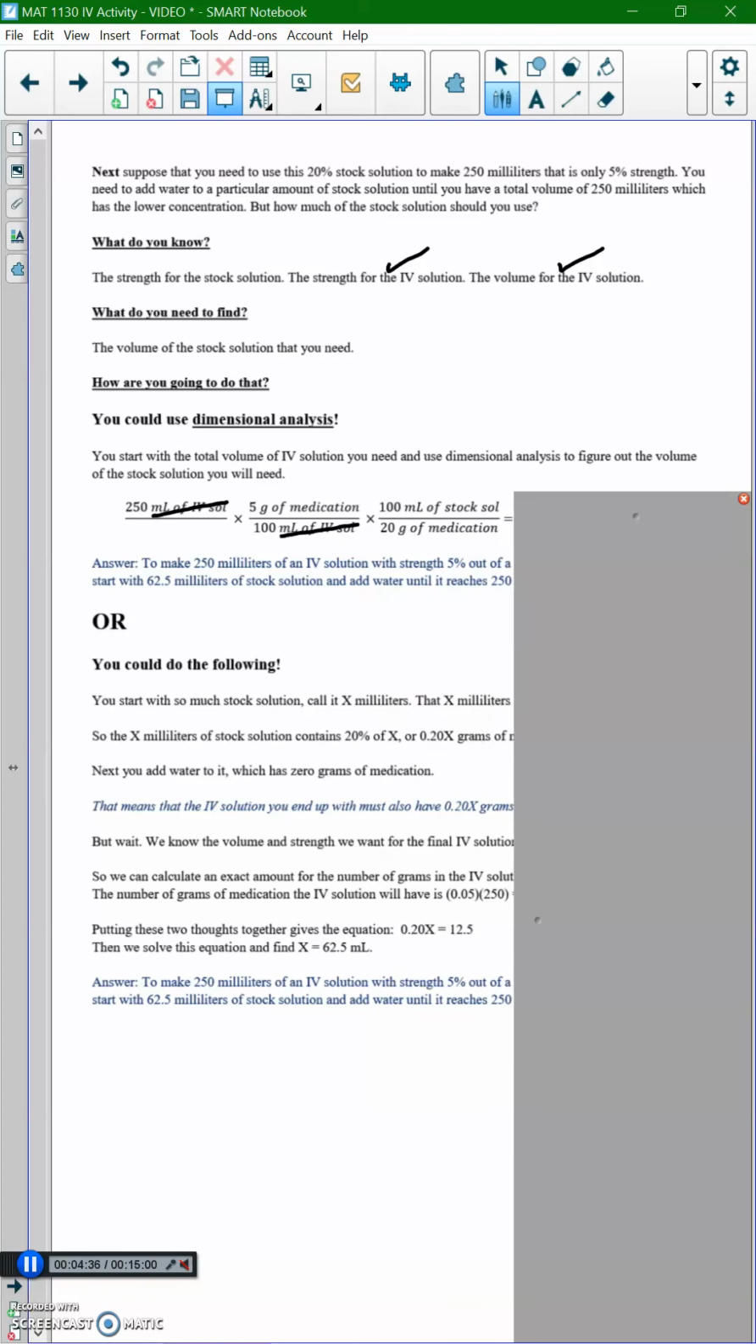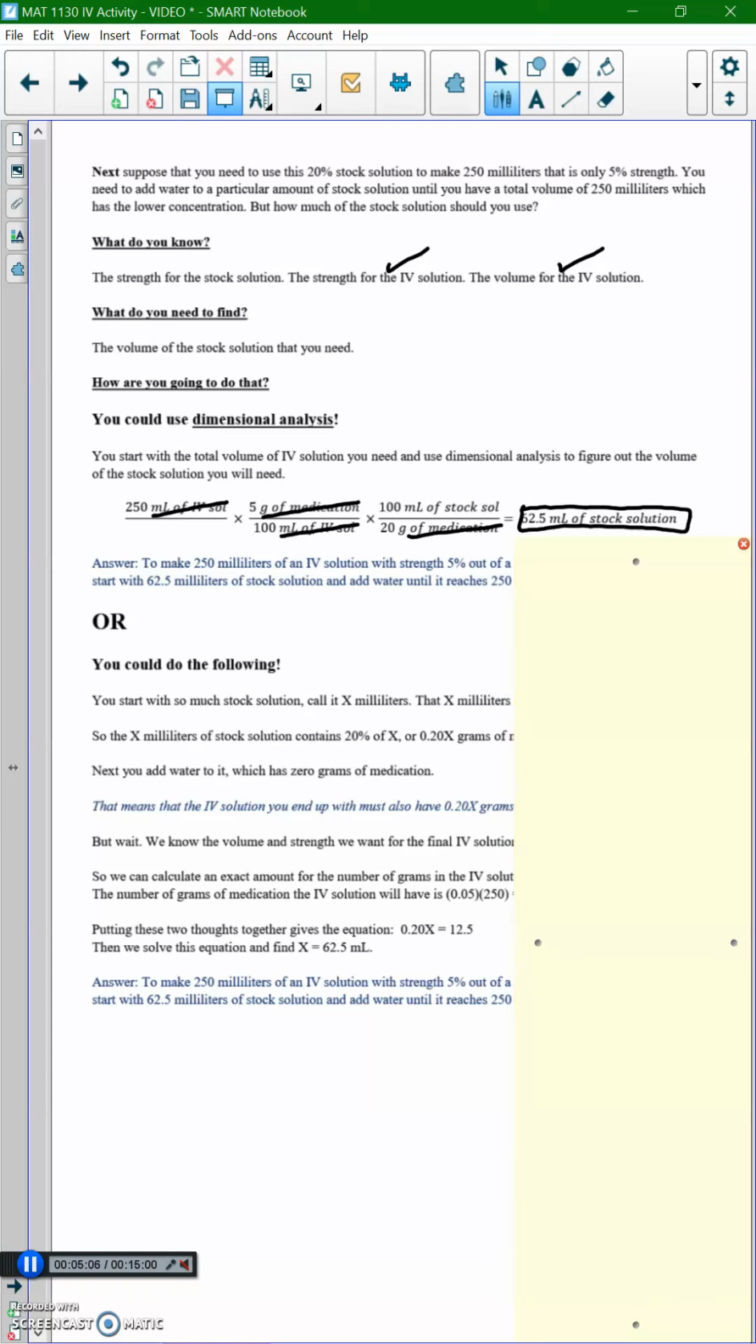And then our other units are going to go up top, which was the milliliters of stock solution. And so here, our grams of medication units cancel out, leaving us in units of milliliters of stock solution. Those are the units we desire. And so when we go ahead and do our multiplication here, we end up with our answer that we need 62.5 milliliters of stock solution.